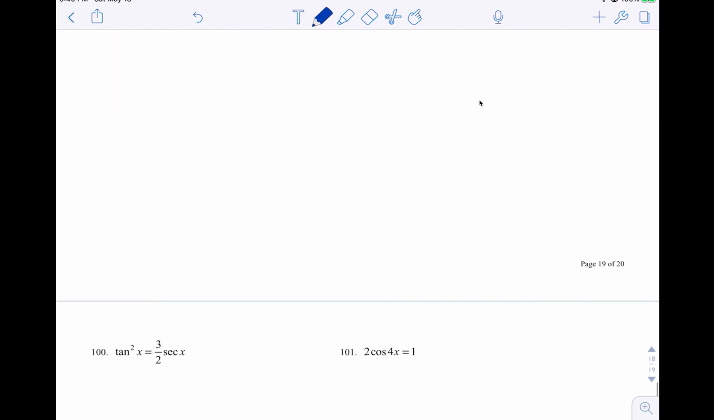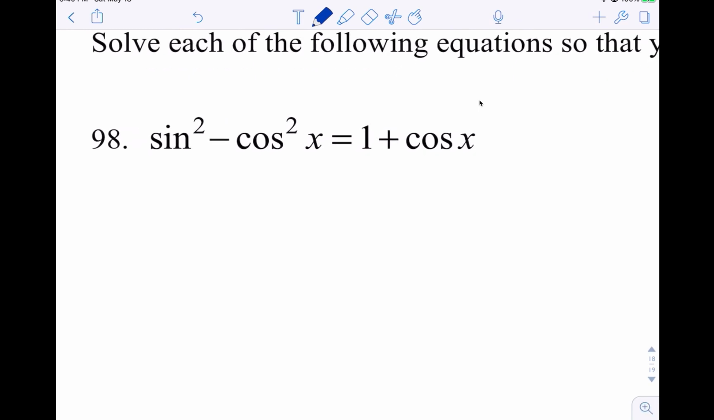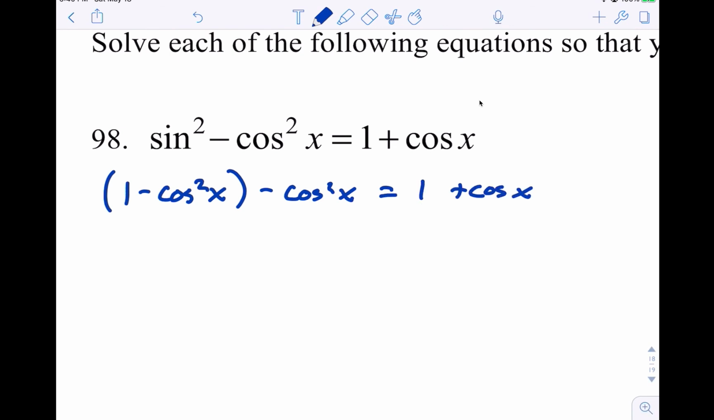All right, and then the last four. Solving the equation between 0 and 2 pi. All right, I see that on the right side I have cosine, and then on the left side I have a sine squared term. So it's probably best if I change everything to be in terms of cosine. So 1 minus cosine squared minus cosine squared equals 1 plus cosine. So 1 minus 2 cosine squared equals 1 plus cosine.